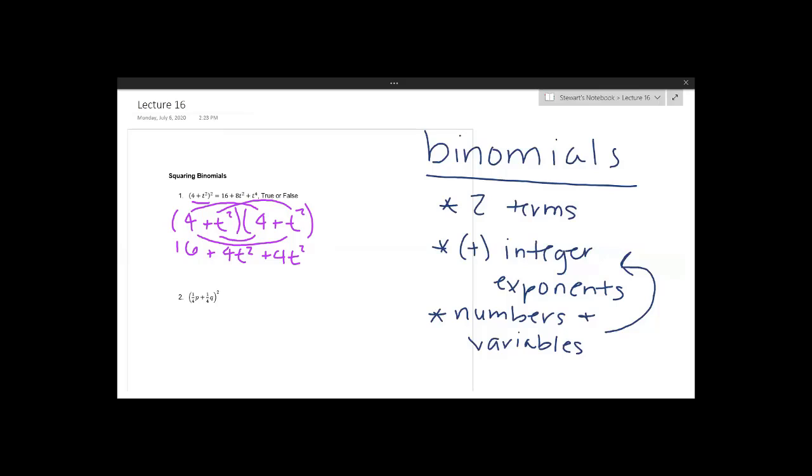So remember, when we multiply monomials together, you add the exponents if it's multiplying two of the same variable. In this case, we're multiplying t's together, and we have t squared times t squared. So we're going to have plus t to the 4th. The only thing we can do now is potentially combine like terms, which we can combine 4t squared plus 4t squared to give us a final answer of 16 plus 8t squared plus t to the 4th. So this is true. We evaluated it ourselves and saw that it was true.